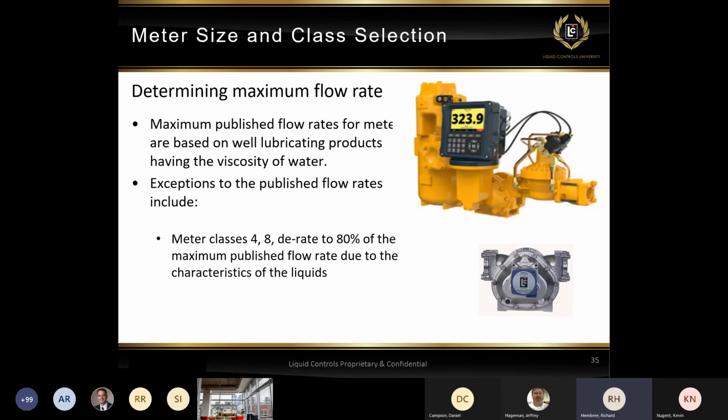And there's also some meter classes. The 4 and the 8 are derated to 80%. So for instance, an M7 that's rated at 100 GPM, in a class 8, we would only want to run at 80 GPM. We wouldn't want to go over 80 GPM just because of the characteristics of the fluid and the design of the meter as well.